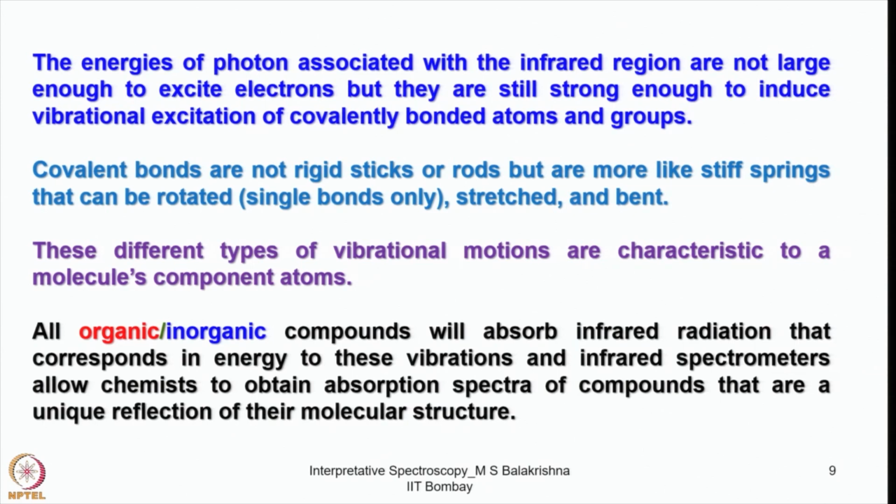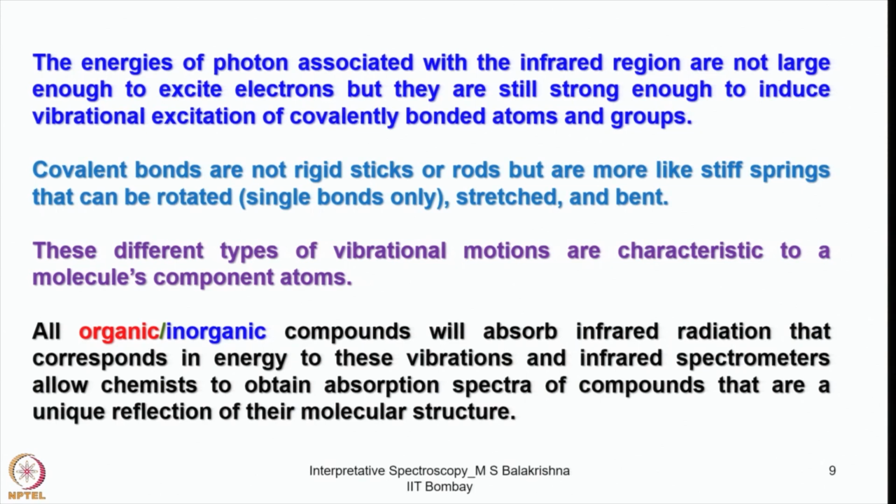These covalent bonds are not rigid sticks or rods, but are more like stiff springs that can be rotated provided there is a single bond, and they can be stretched or they can be bent. So these different types of vibrational motions are characteristic to a molecule's component atoms. This information comes directly from infrared spectroscopy.